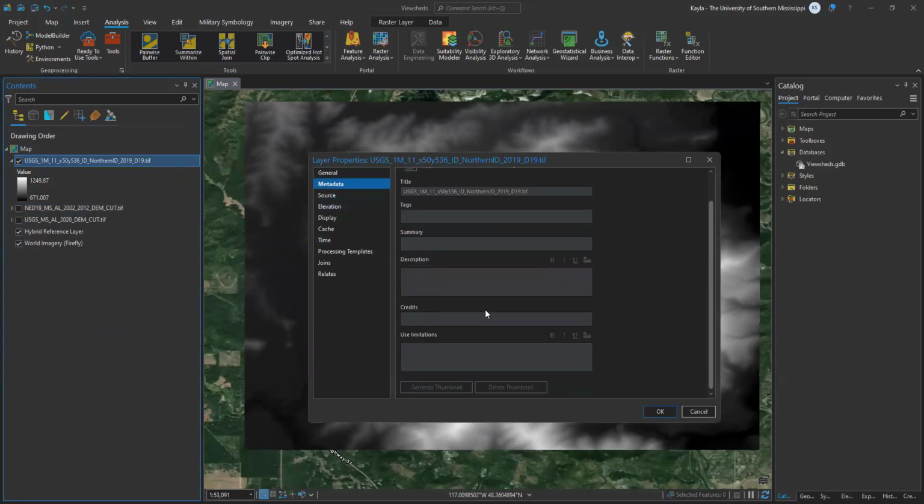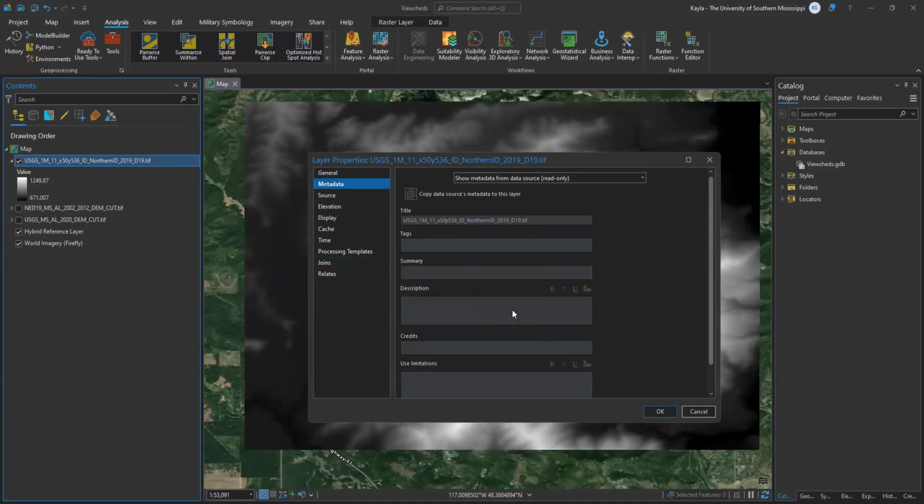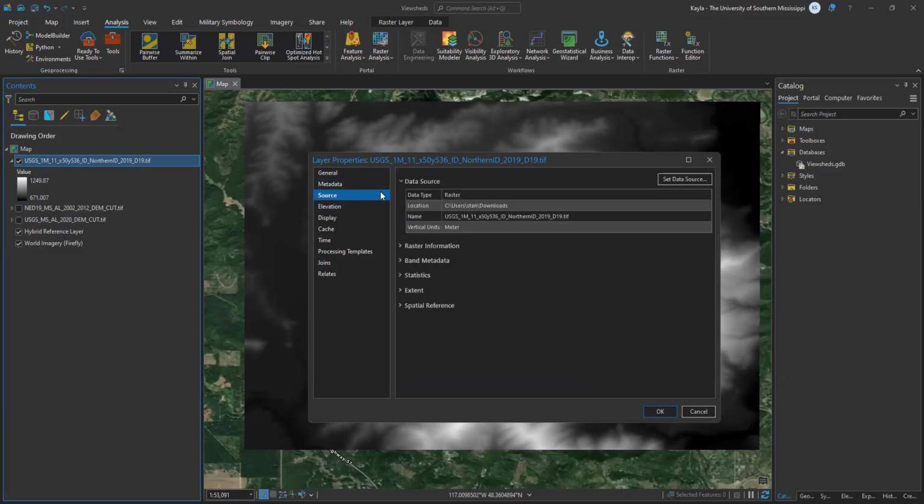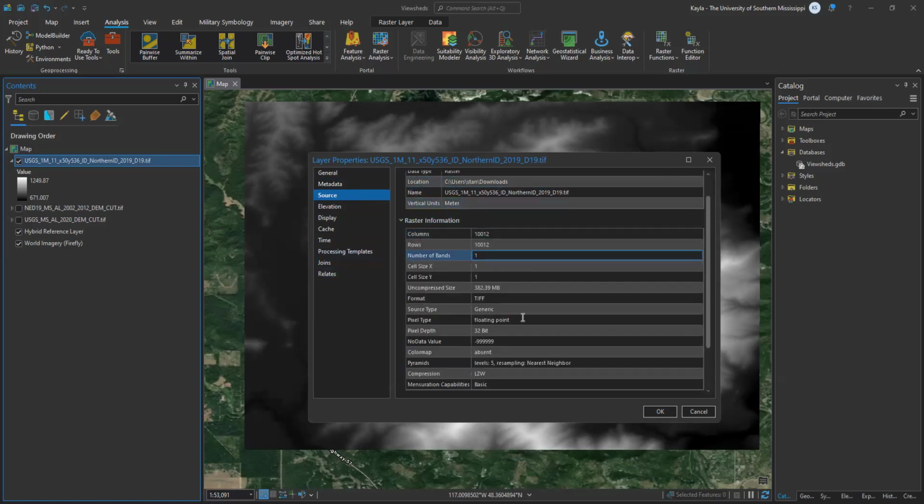So I can head over into metadata. If a previous group has already put in a little bit of information, then you can take a look at it there. You can also add your own metadata if you are the person who is creating it. You can also do that in ArcCatalog, but we're not going to talk about that today. Right now, this is just telling you a little bit about where I can find this data. This is just on my downloads and my hard drive. Then I can go over into here and take a look at what I have.